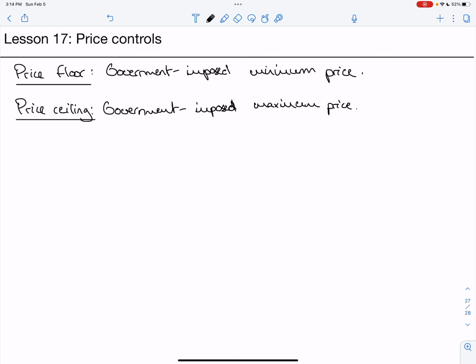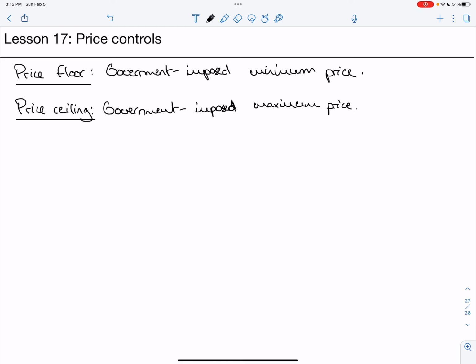allowed to charge less than a certain price. And in the case of a price ceiling, the government says to firms, you are not allowed to charge more than a certain price. Okay. Now let's see what effect this might have on the market as we've defined it.